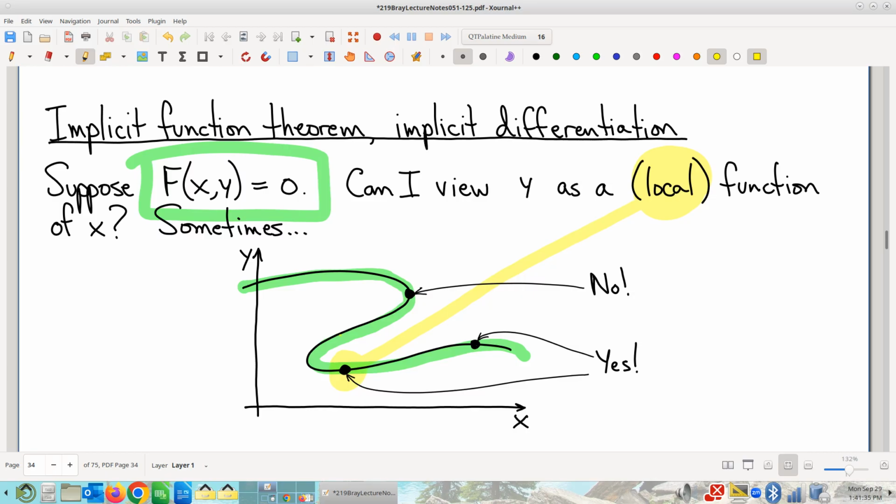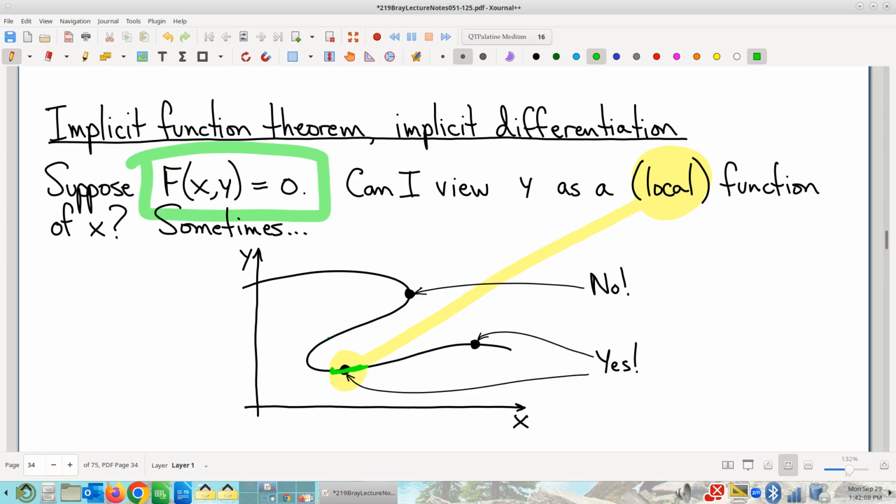Now, locally, if all we're interested in is just some little neighborhood of some point in the xy plane, then now this is the only part of the curve we're actually interested in. Right? Now, that little piece of curve passes the vertical line test. Flying colors, no problem. Right? So that's what we mean by, can we locally view one variable as a function of the other, or if there's more than one, others. So that's a big question.